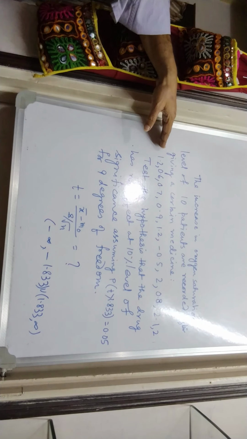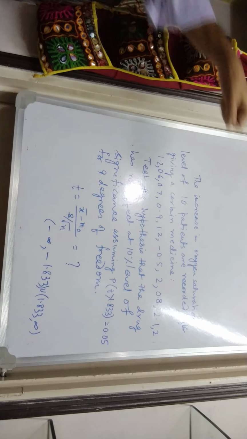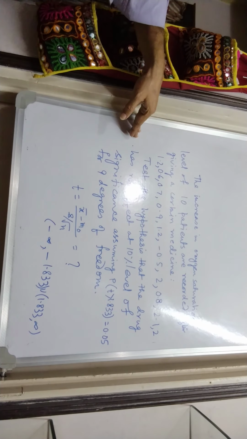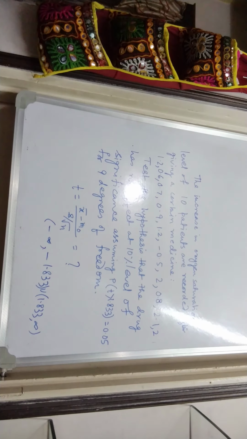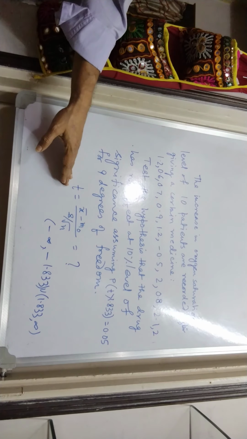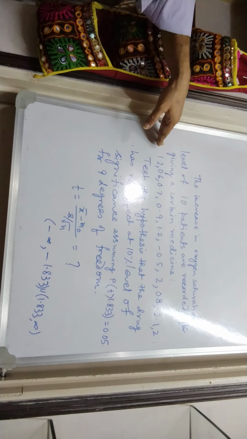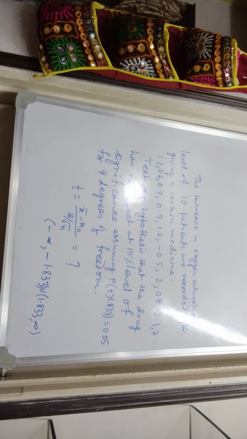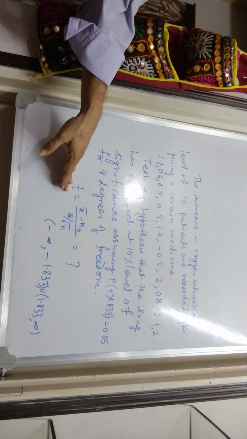This data represents the increase in oxygen saturation level for 10 patients who have been administered a particular drug, and now we want to test the hypothesis that this drug has no effect at 10% level of significance. So, how can we test that? We will use t statistics here. See that we have 10 patients, 1, 2, 3, 4, 5, 6, 7, 8, 9, 10 patients. This is 2.1 and this is 2, the increase in oxygen saturation level. So, we have to find out the t statistics.